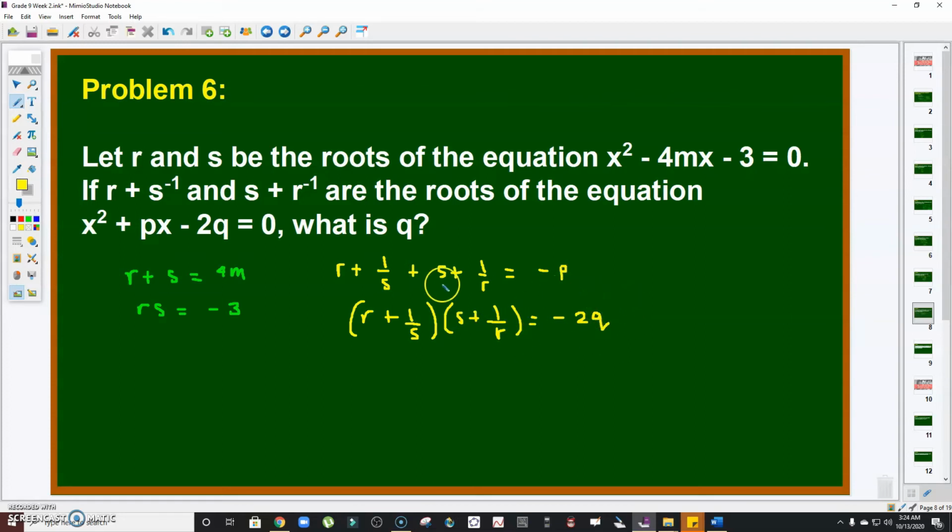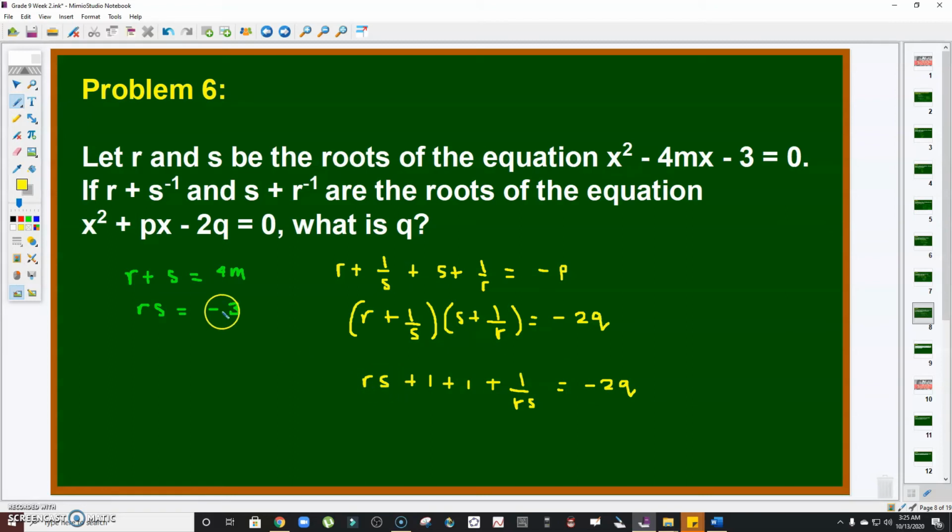So therefore, I have to focus here. By using FOIL method here, I'm going to have rs, inner ko is 1, outer ko is 1, r times 1 over r, so 1 din yan. Yung last ko is plus 1 over rs. There you go. See that?